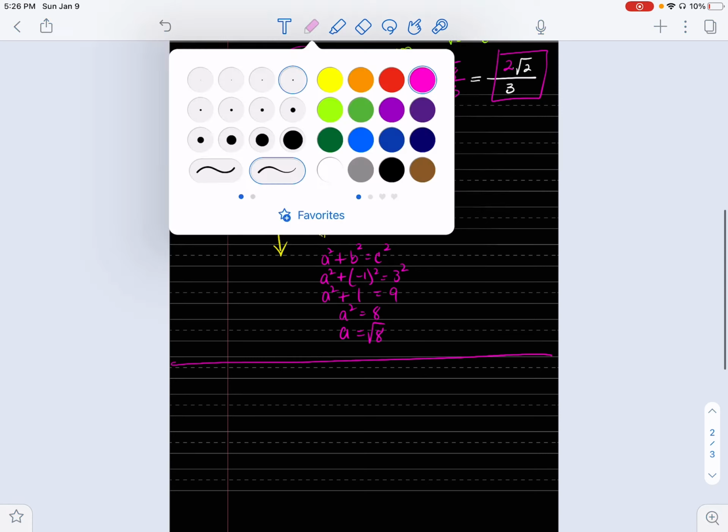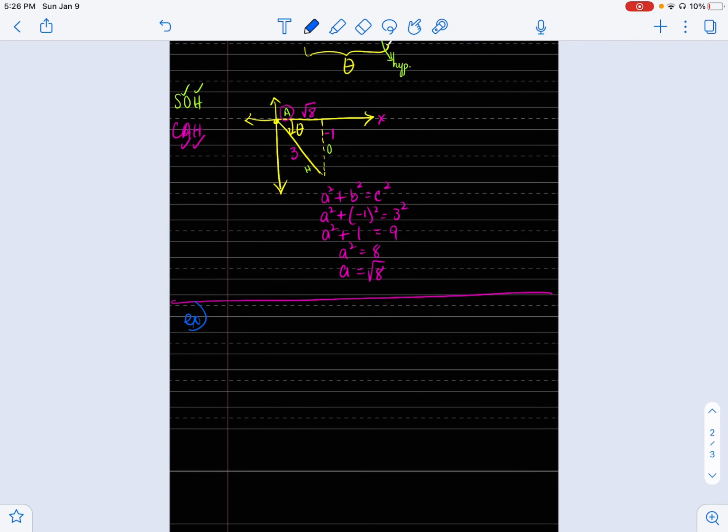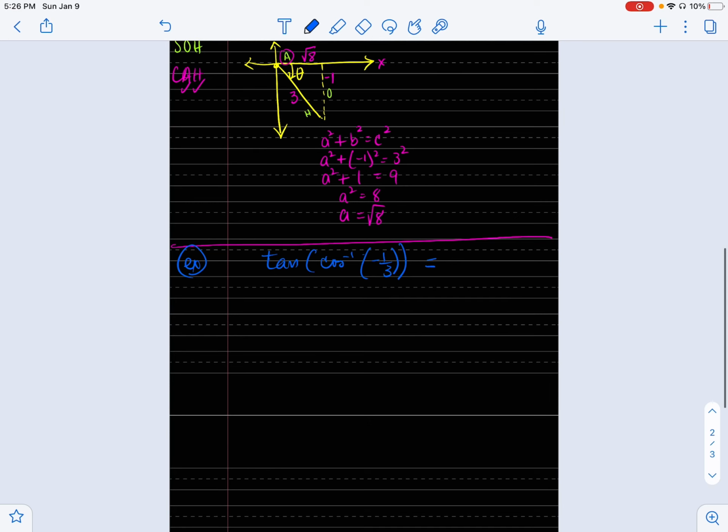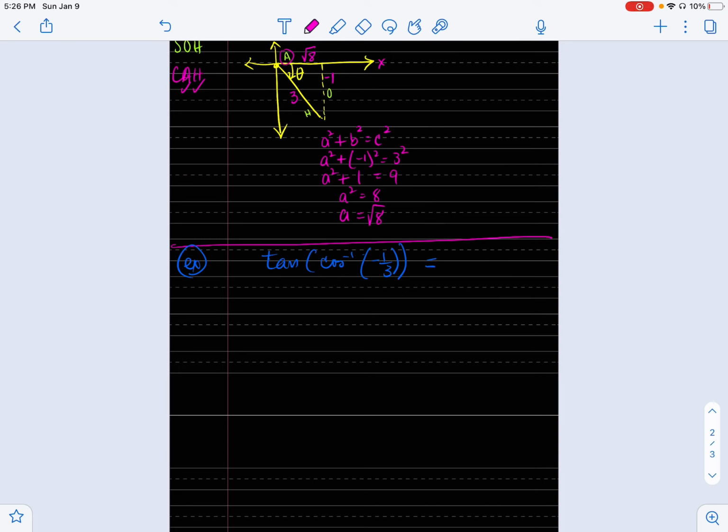Having fun? I have one more to show you, just for practice. Tangent, cosine inverse, negative 1/3. And I have to find the answer to that. And clearly I can't cancel tangent and cosine inverse. So we shall begin with what's on the inside. And I am now thinking to myself, this is a cosine inverse question.